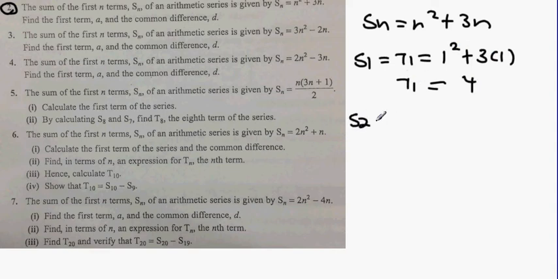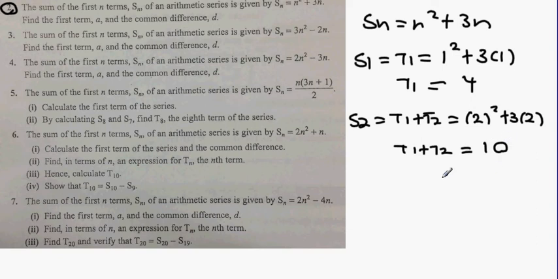Now I'm going to find out what S2 is. S2 equals T1 plus T2, which is the same thing as 2 squared plus 3 times 2, because we're replacing n with 2. T1 plus T2 ends up being 10. We know that T1 is A, so A equals 4, and we can replace T1 with a 4. 4 plus T2 equals 10, so T2 therefore has to be equal to 6, okay? So that's question 2 done.